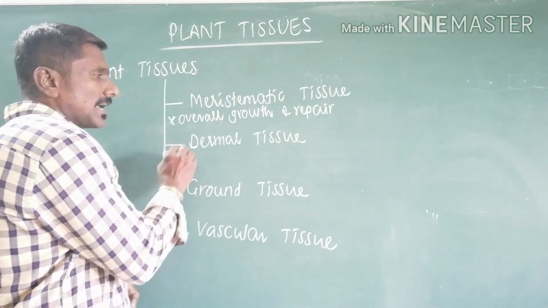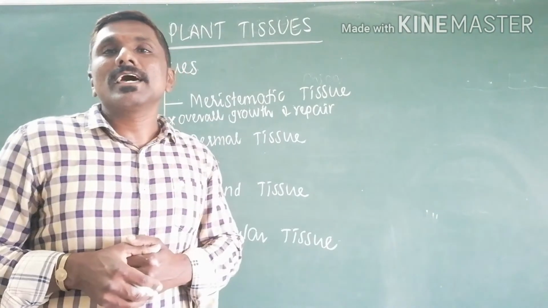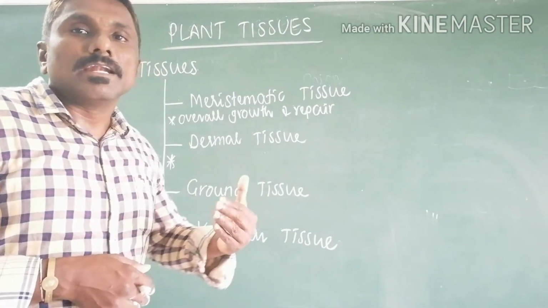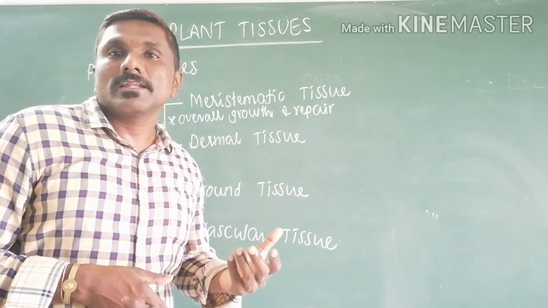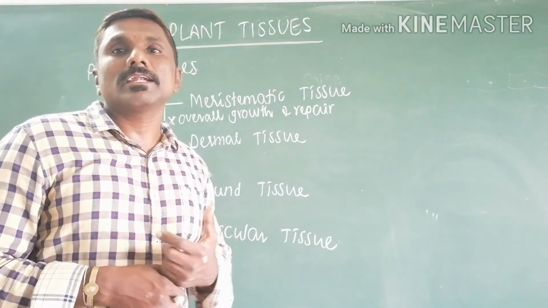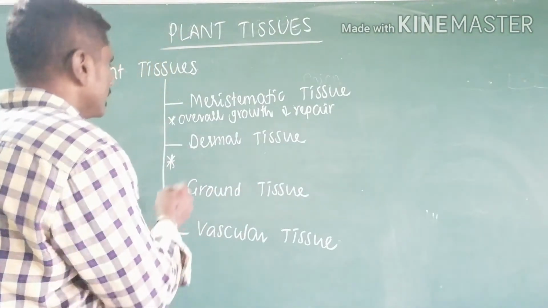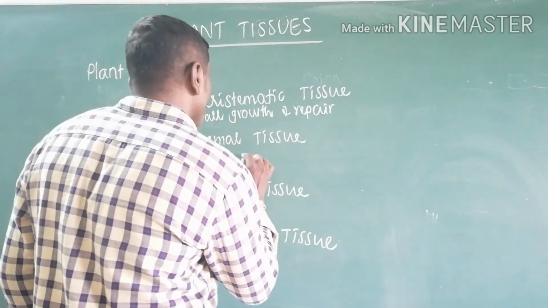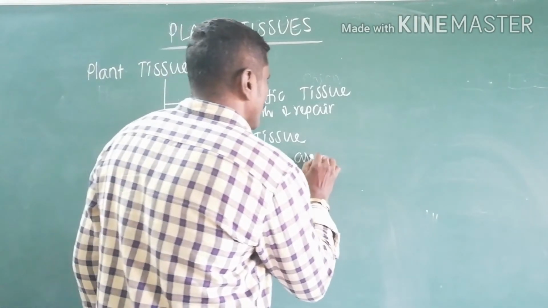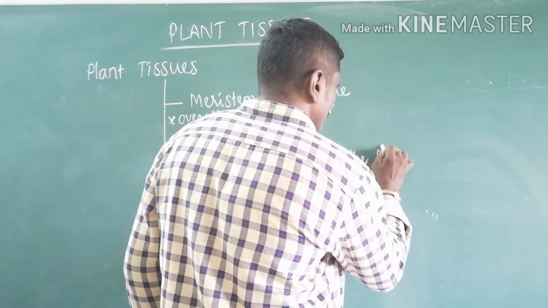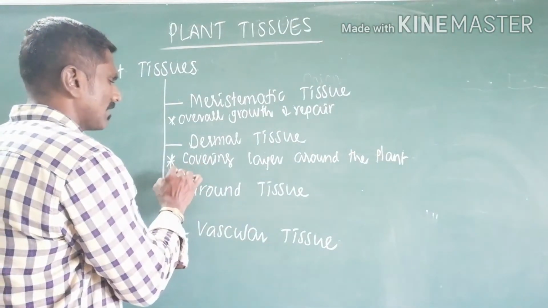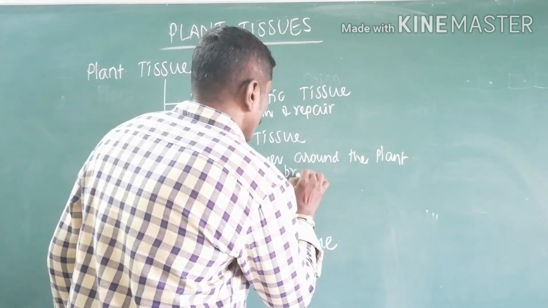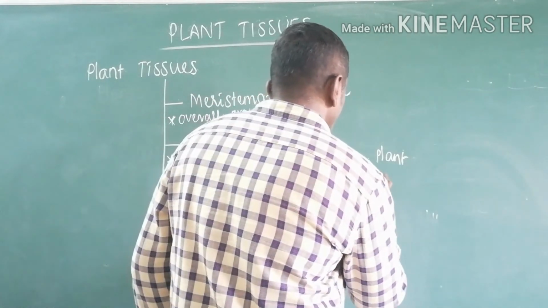Next, the dermal tissue is a covering layer of the entire plant body. It gives protection against parasitic invasions and against breaking and splitting of the branch. It is an extra covering layer around the plant, and it protects from injuries, breakage, or splitting.